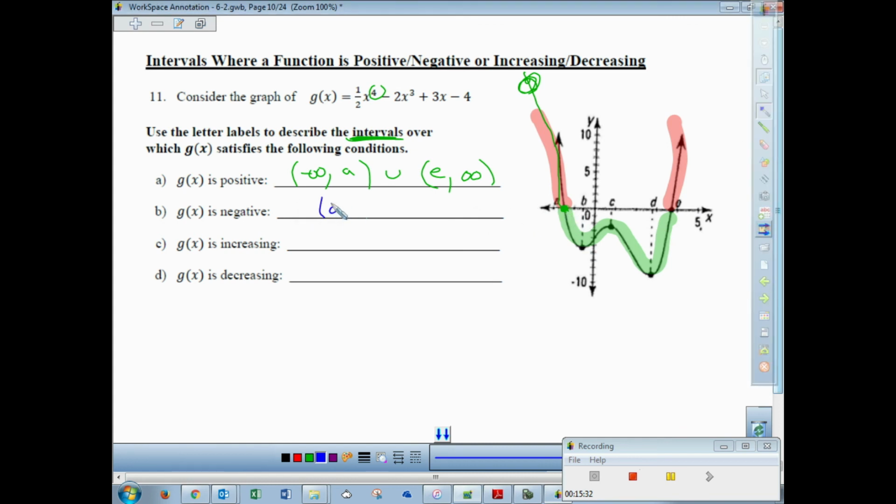A, not inclusive. Then there's just one green interval all the way up to E, not inclusive, from A to E.